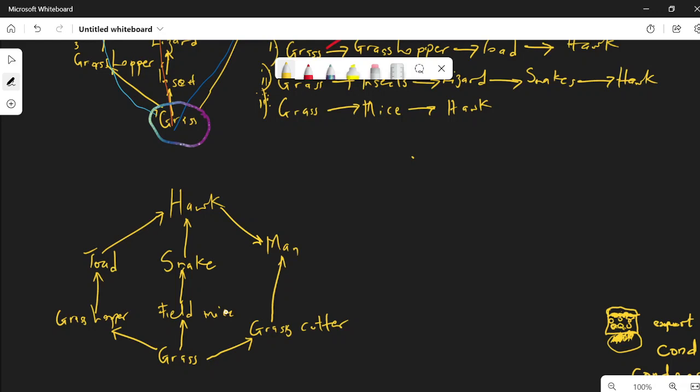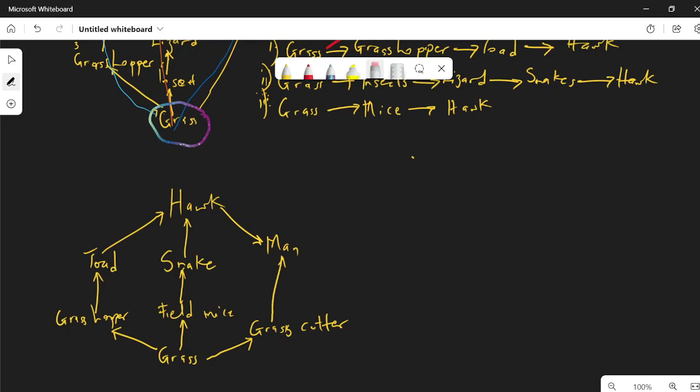So quickly, who can tell me the producer in this food web and the final consumer in this food web? The producer is the grass. The final consumer is man. The producer is grass, fine, I accept. I agree with you. But why do you refer to man as the final consumer? Because it feeds on the hawk.